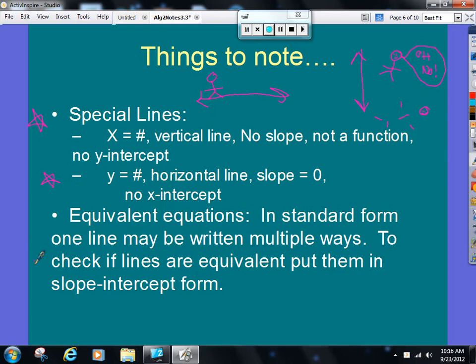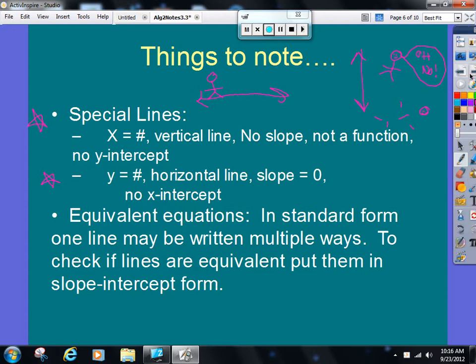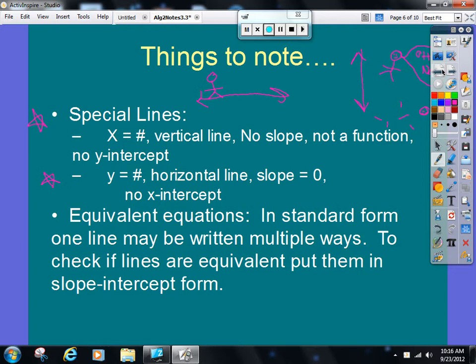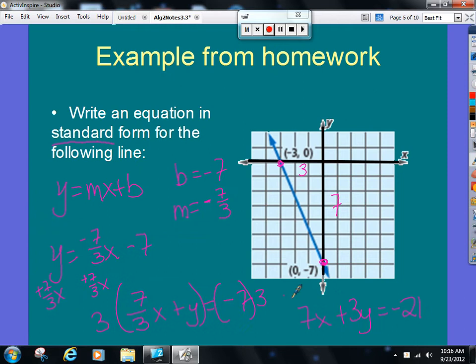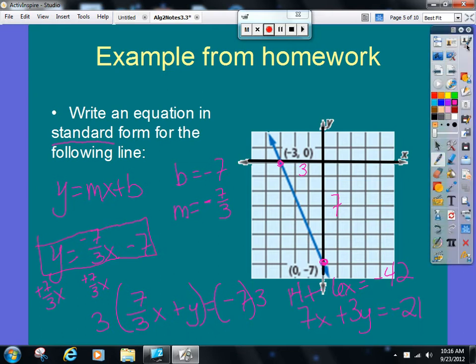Equivalent equations. What you will find today when you're doing your homework is that some of your answers might look different than your neighbors because there are multiple ways to write things in standard form. The only way you can really check to see if you all have the same answer is to get y by itself and then compare. Because like back here, the 7x plus 3y equals 21. That's the same thing as 14x plus 6y equals -42. I can multiply everything by 2. See, they look different. But if I got y all by itself, everybody's will look like that. Okay, so that's something to think about.